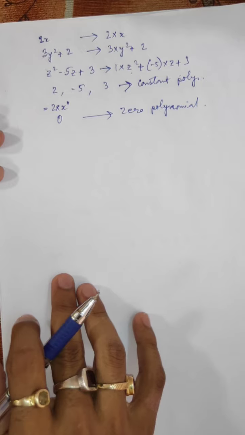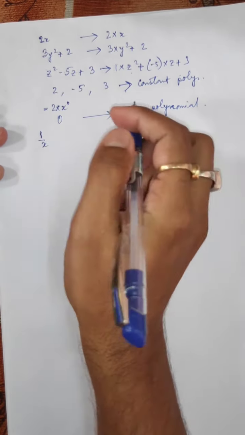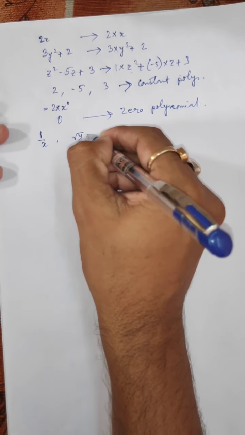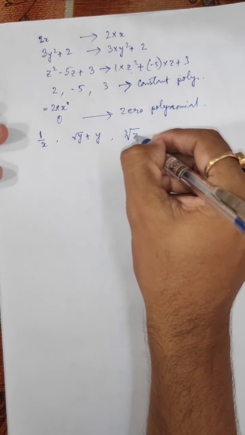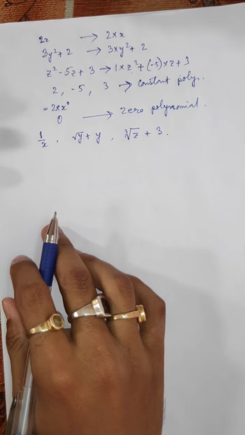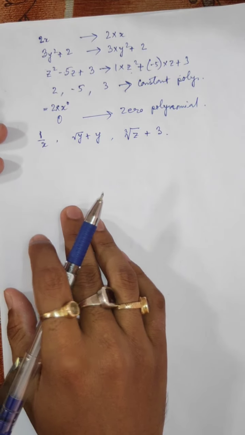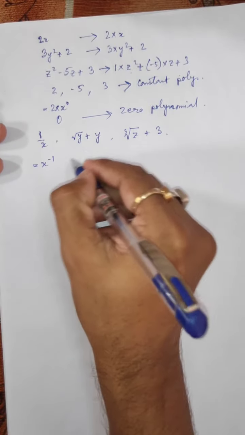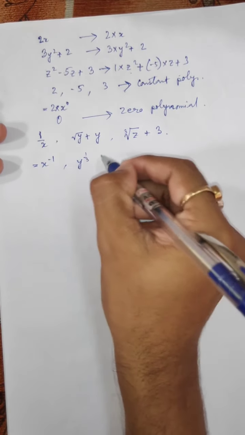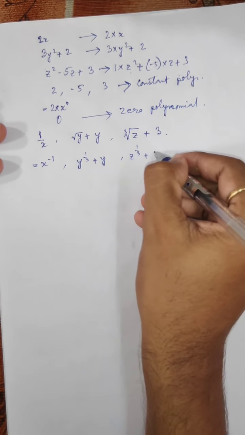So these algebraic expressions are called polynomials. But these algebraic expressions, 1 by x, or root y plus y, or cube root of z plus 3, are not considered to be polynomials. Why? Because 1 by x we can write as x to the power minus 1 by laws of exponents. This we can write as y to the power 1 by 2 plus y. This is z to the power 1 by 3 plus 3.